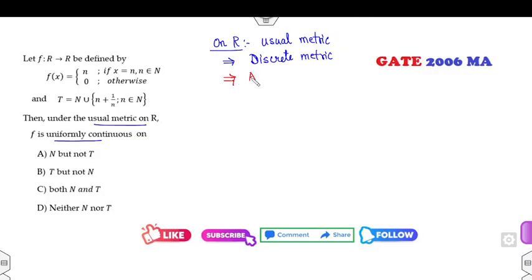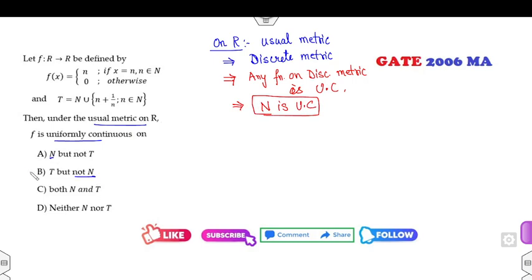And we know that any function on a discrete metric space is uniformly continuous. Any function on the discrete metric is uniformly continuous. So that means f on the natural numbers is uniformly continuous. Now you can check the set capital T.